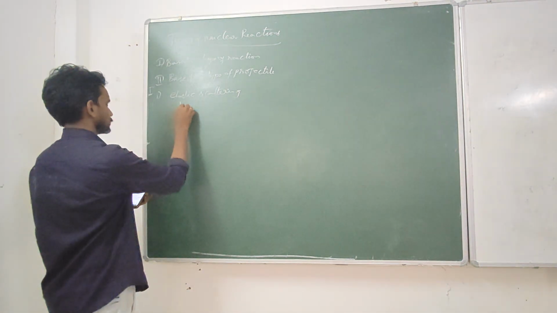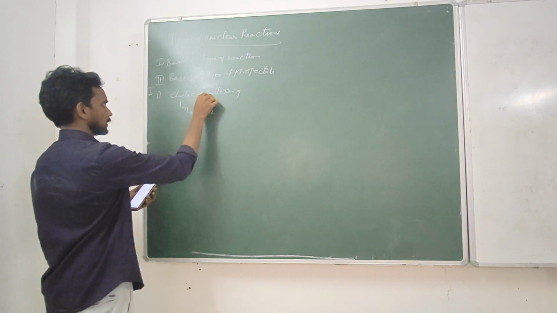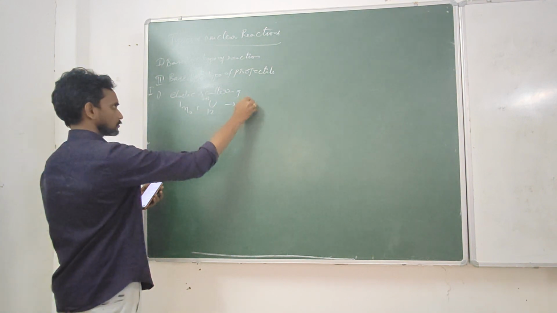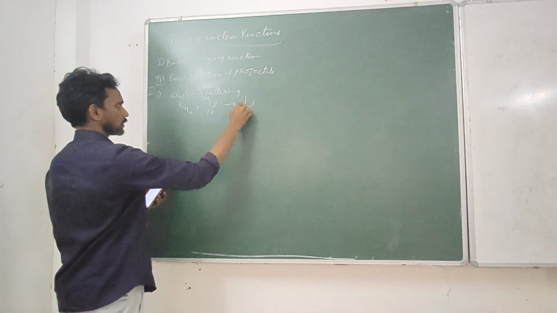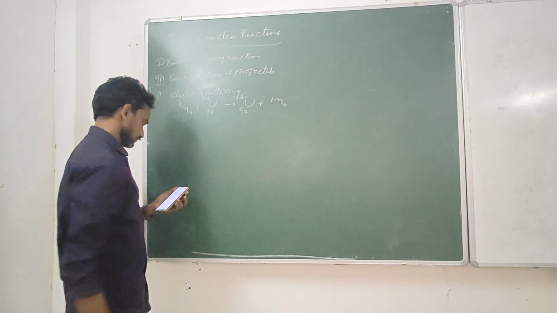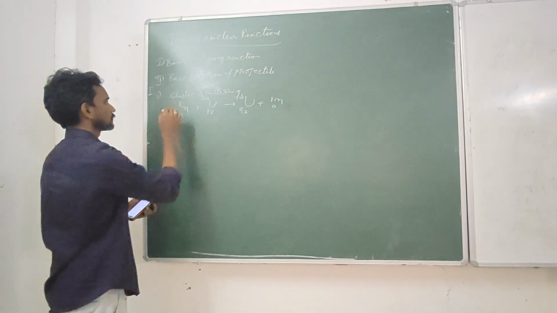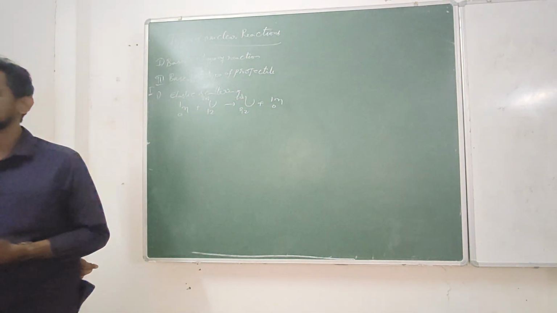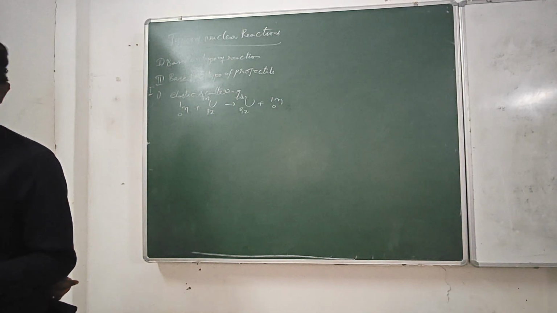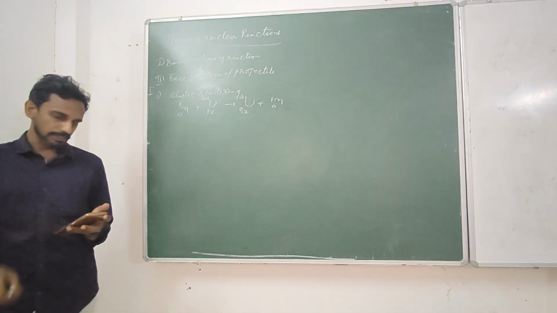Okay, so example is 1 and 0, U92 208 gives you back again U92 208 plus 1 and 0. Okay, so that is elastic scattering.